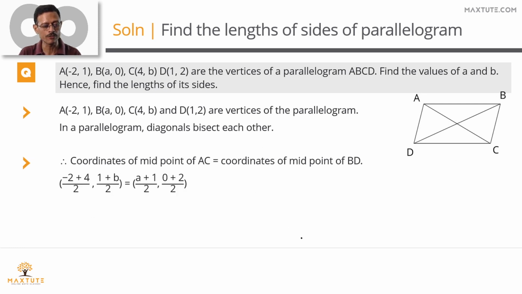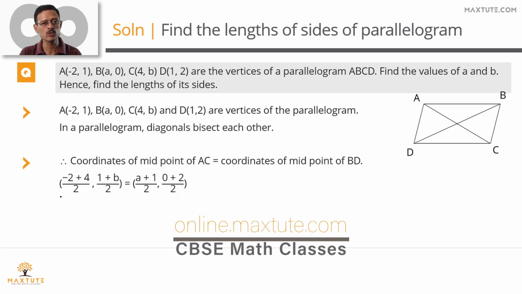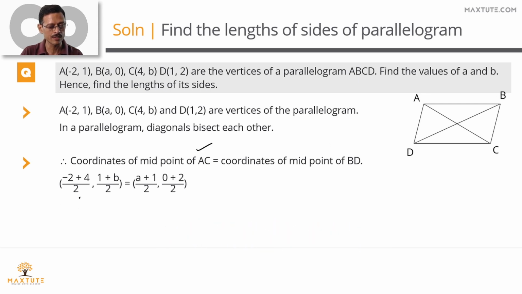Quickly summarize it in a printed form. Coordinates of the midpoint are (x1 plus x2) by 2, (y1 plus y2) by 2. As measured for AC, this is that. As measured for BD, this is going to be the value. We're going to equate the x coordinate on both sides and y coordinate on both sides. So this is what we end up with.